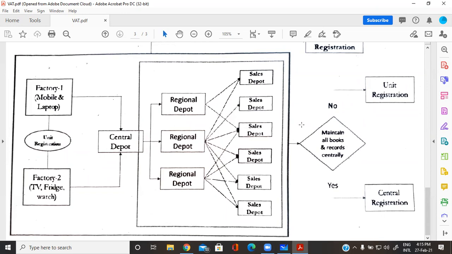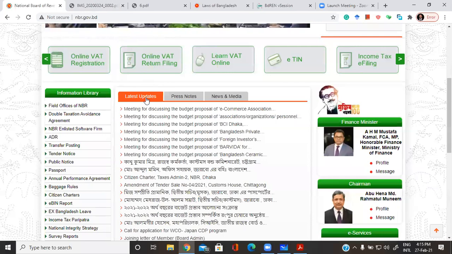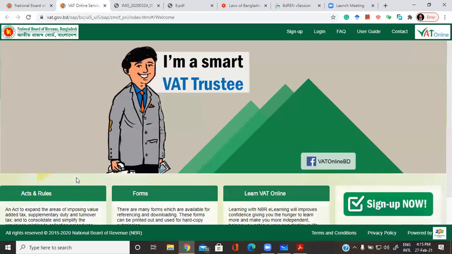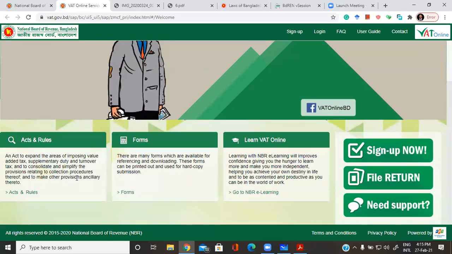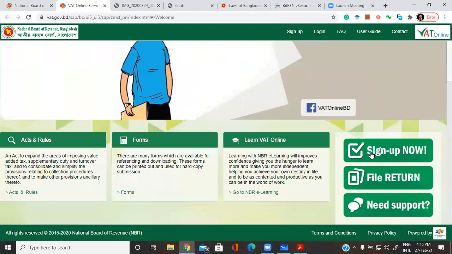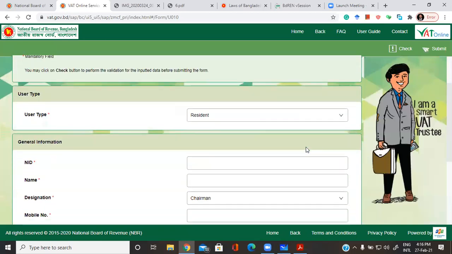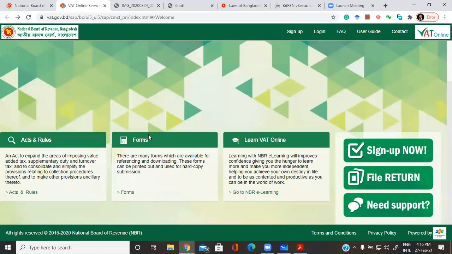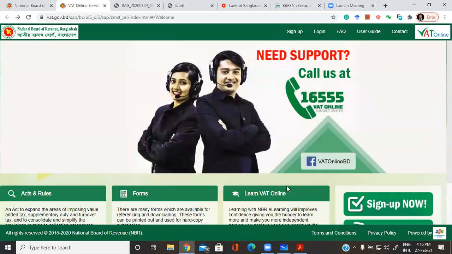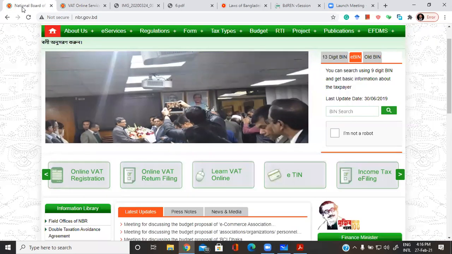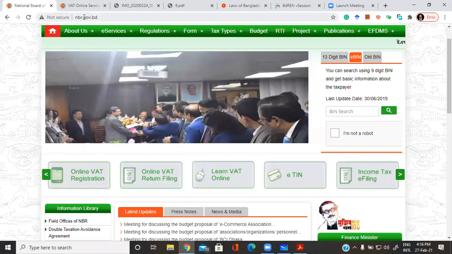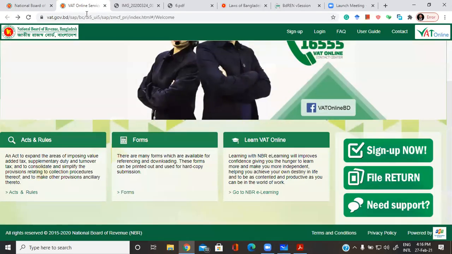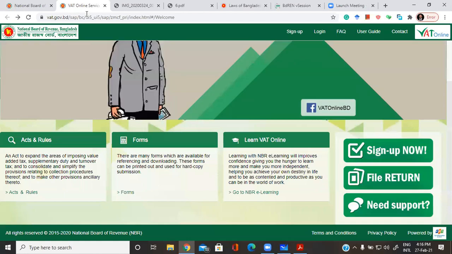What I would like to highlight right now, if you want to go here, is online VAT registration. What you need to do? If we go for sign up, we have to make an account here first. But after signing up, you will see there is a good amount of learning regarding VAT in a separate portal, nbr.gov.bd, which is a separate site. But in general, if you want to take the registration under this act, you need to have some documents available with you.